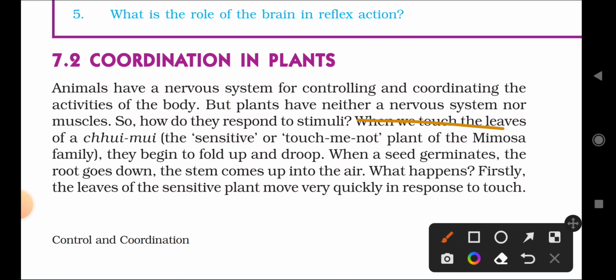When we touch the leaves of a chhui mui, or a sensitive plant, or a touch-me-not plant of the Mimosa family. Okay, which plant are we discussing here? The touch-me-not plant, or we can also call it chhui mui. Which family does this plant belong to? The Mimosa family. When we touch it, the leaves begin to fold up and droop.